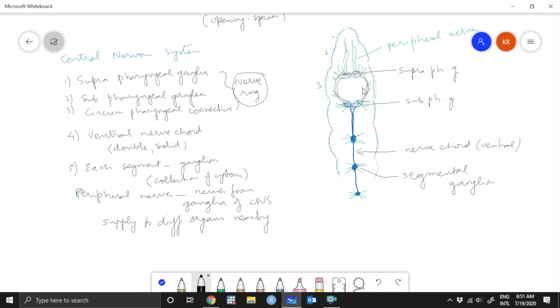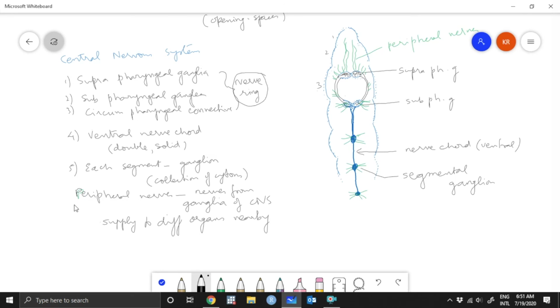So the peripheral nerves, about 8 to 10 pairs of them from the suprapharyngeal ganglion, will supply to the head part, to the anterior part, which is so sensitive and which is so important. Similarly, from the circumpharyngeal connective on either side, there will be peripheral nerves that supply to pharynx, etc. There will be 3 to 4 such pairs of peripheral nerves in the subpharyngeal ganglia, and every segment will have a segmental ganglion, and from the segmental ganglion there will be 3 pairs of peripheral nerves supplying to that region. So this is how it will start from one and go to the other.